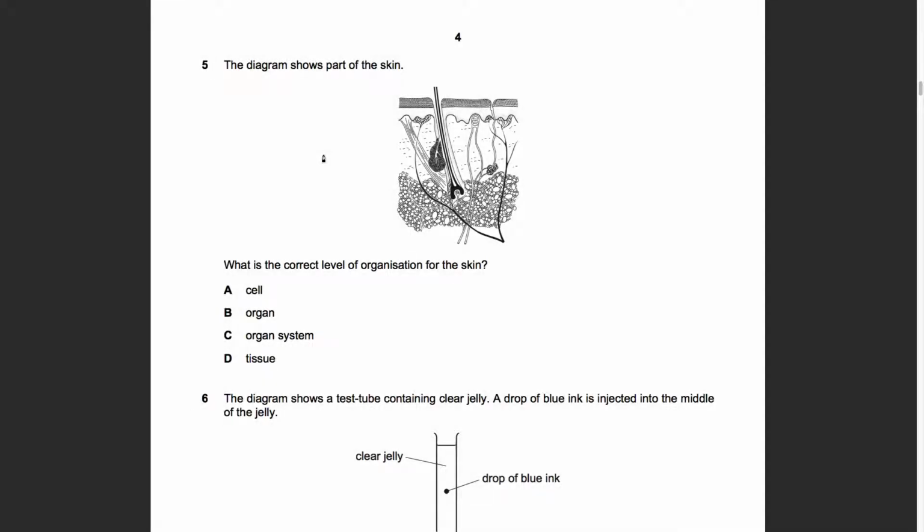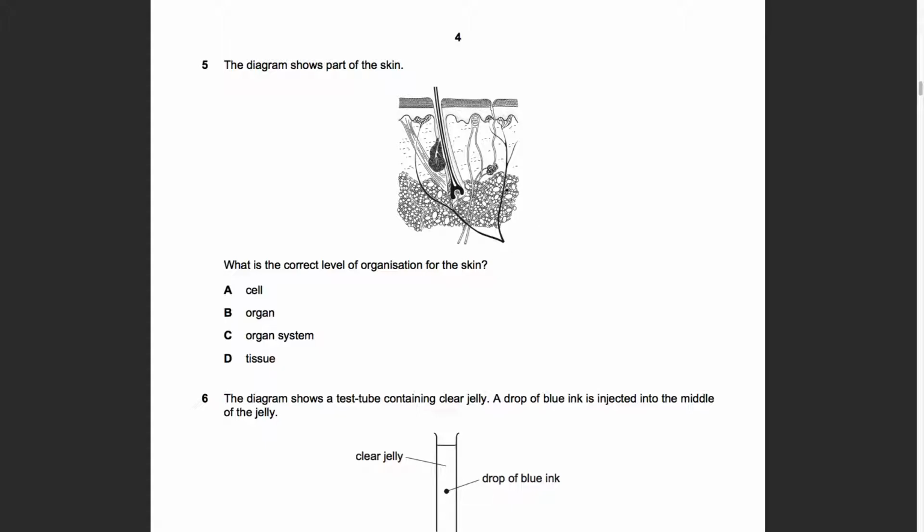Number 5, the diagram shows part of the skin. So you should have learned about the structure of the skin as you were covering probably the nervous system, where it would come up, or maybe homeostasis, depending on how your teacher taught it. It says, what is the correct level of organisation for the skin? So is it a cell, organ, system, or tissue?